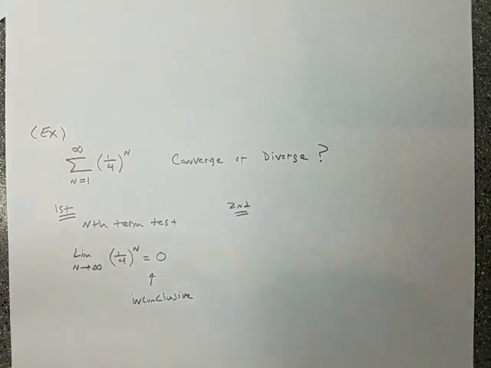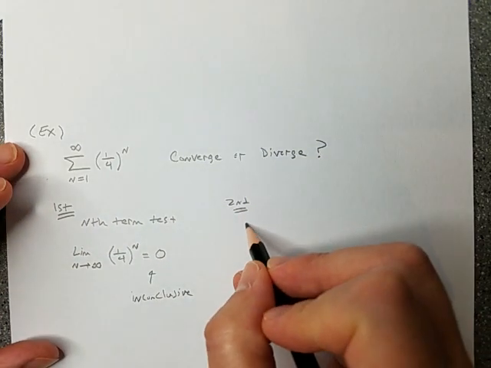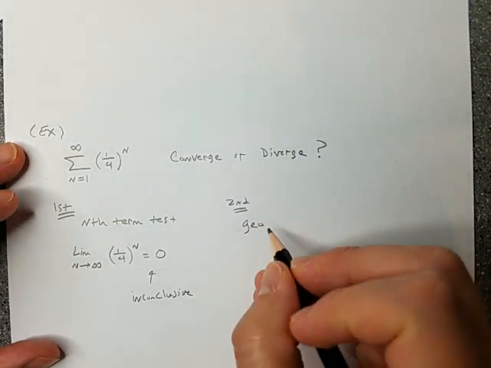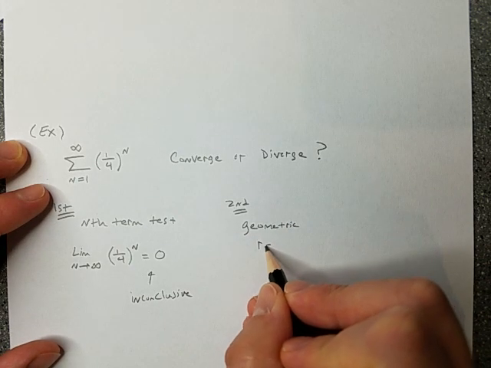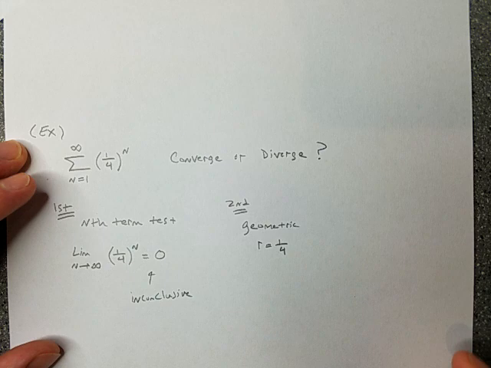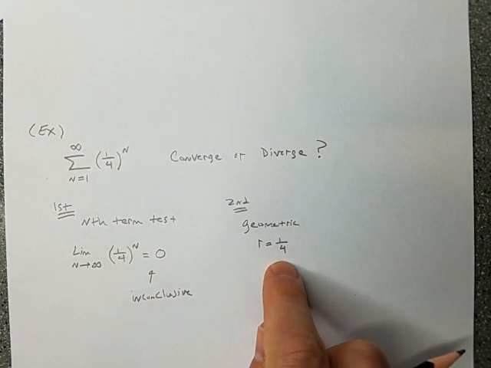Maybe then we realize, oh, it was a geometric series this whole time. This is a geometric series, right? And r is 1/4. So that means it converges, okay?